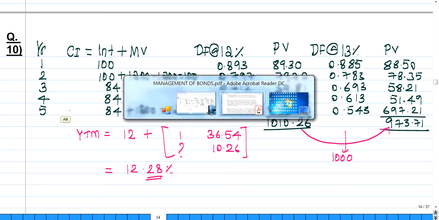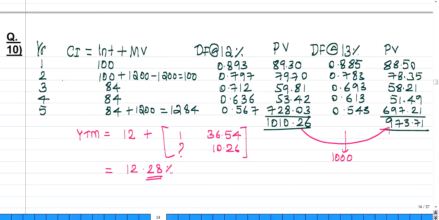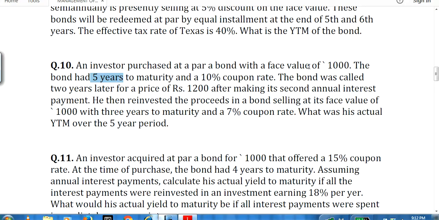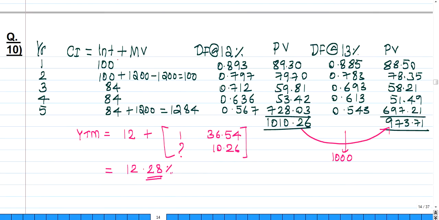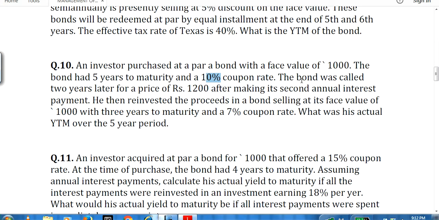What happened? There are 5 years. So year 1, 2, 3, 4, 5. Cash inflows, interest plus maturity value. First year, no problem, 1000 into 10%, you will receive your annual payment of 100 rupees. Next year also you will receive. But what happened in the second year? 2 years later, for a price of 1200, the bond was called.